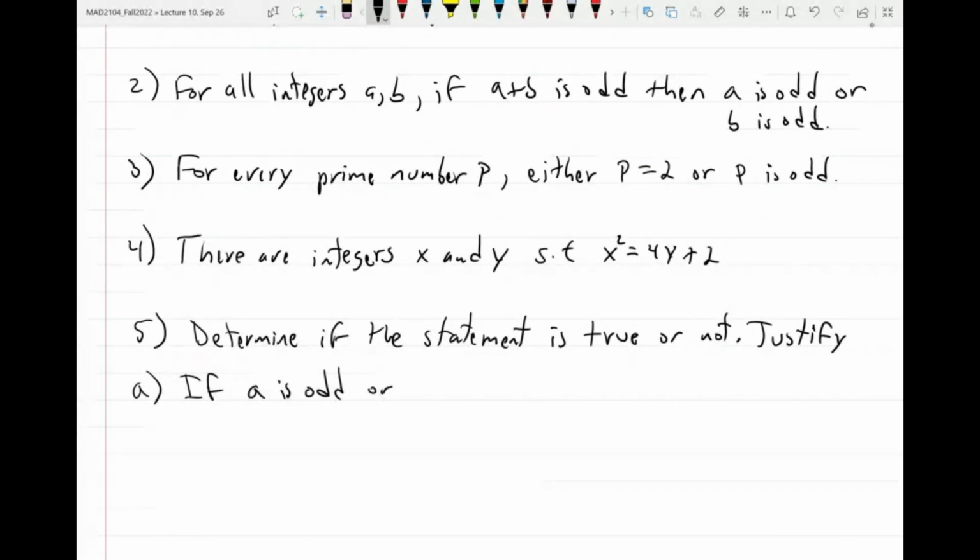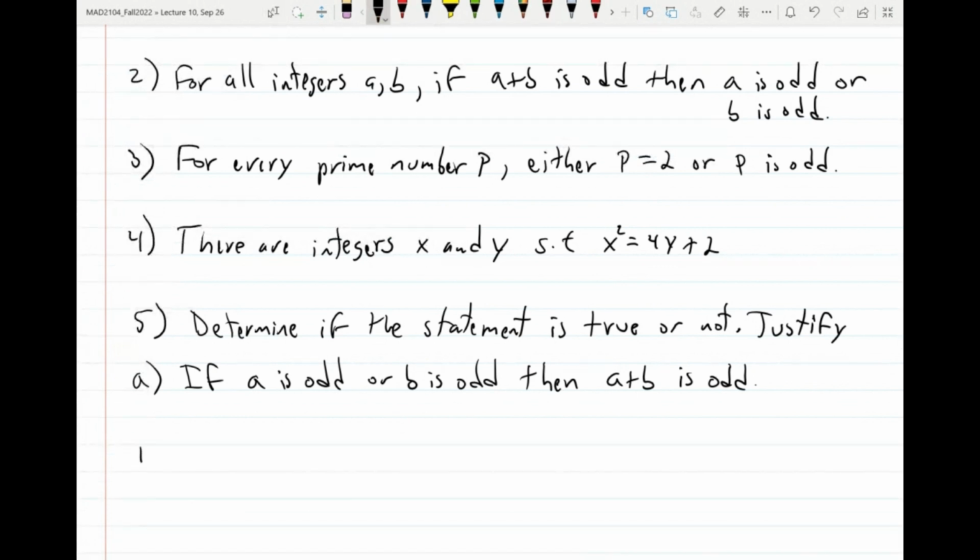So if A is odd or B is odd, then A plus B is odd. And for all integers n, the number n cubed minus n is even.